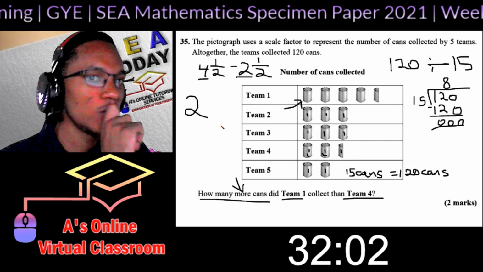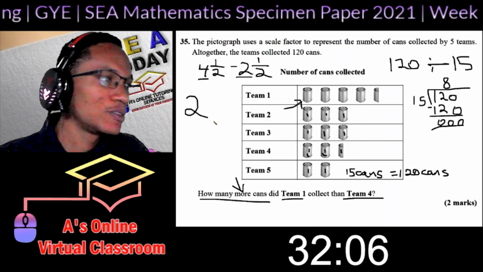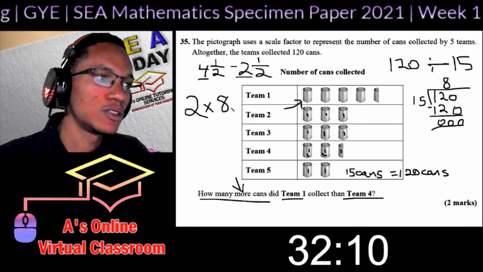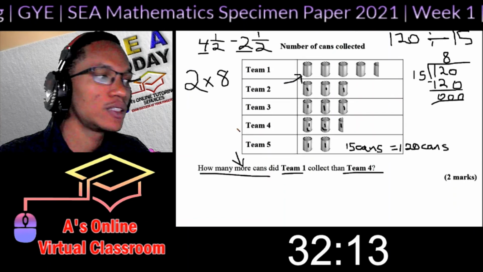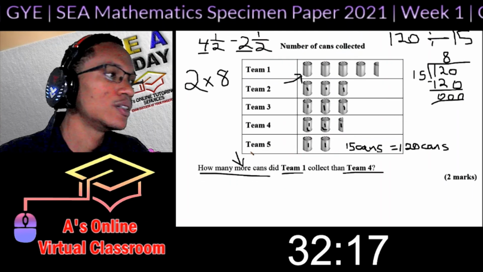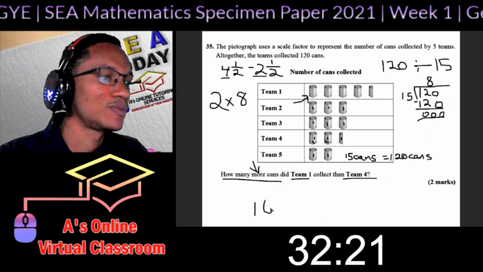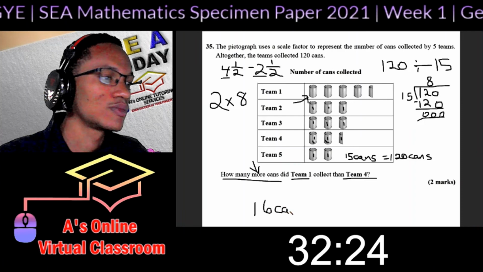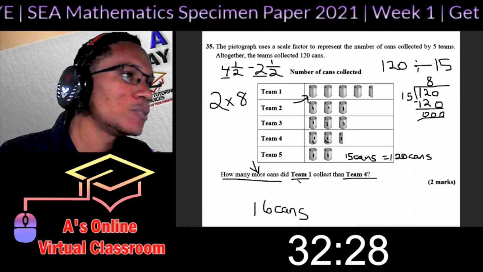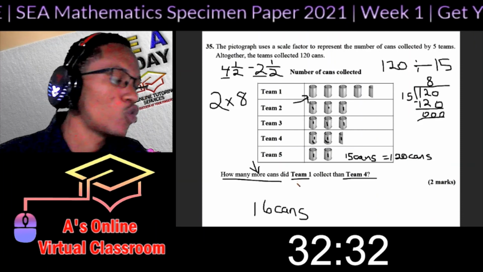So what we're going to do here now is do 2 multiplied by 8, because the difference will be 2 cans, and if 1 can is 8, then 2 times 8 would be 16 cans. So team 1 collected 16 more cans than team 4. Very good.